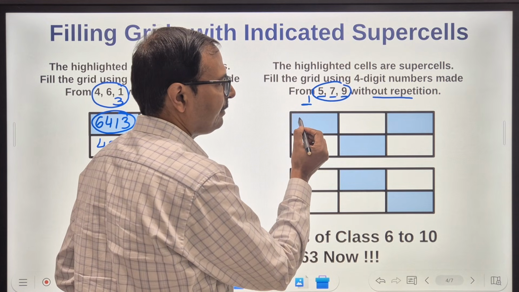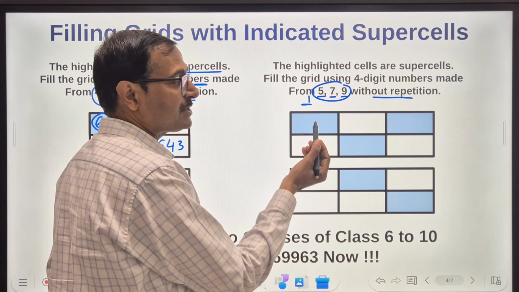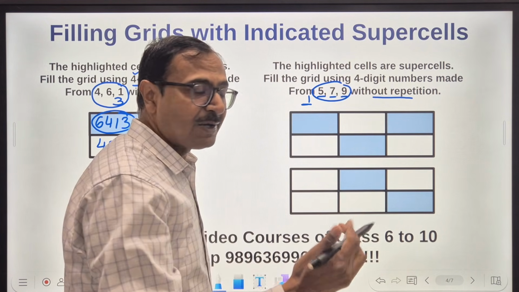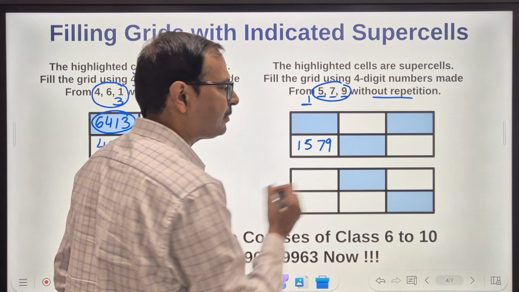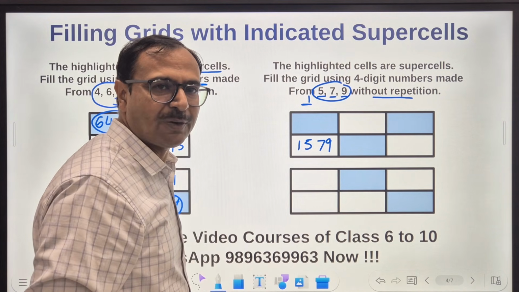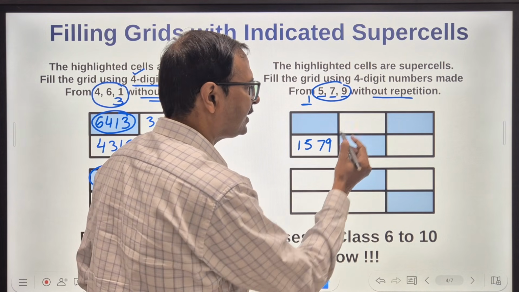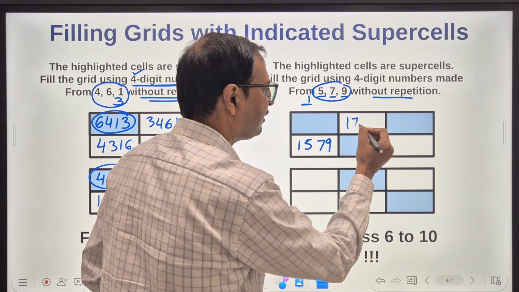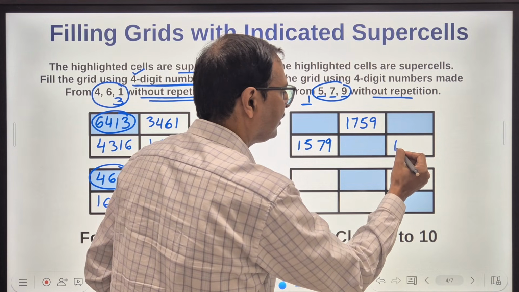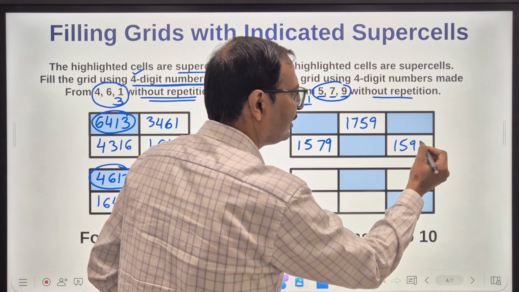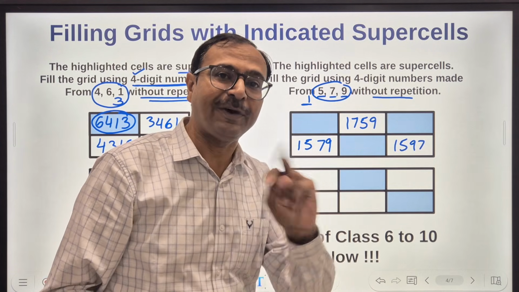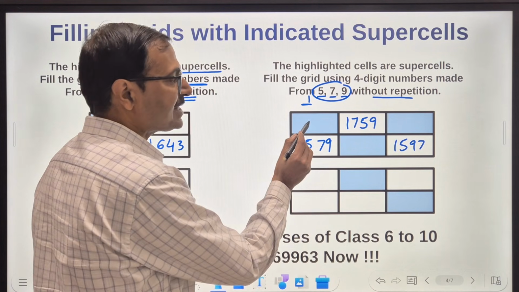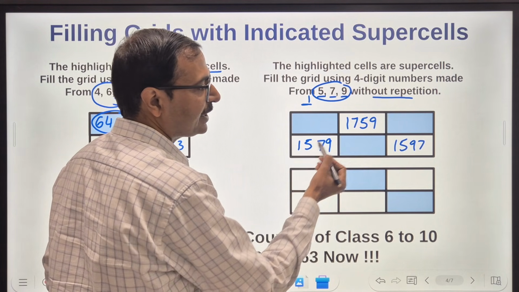So I will write maybe, see, the smallest numbers have to be non-supercells, right? So starting with 1, 1, 5, 7, 9 is the smallest number. So this will never be a supercell now. And likewise, you can rotate the digits and write 1, 7, 5, 9 here or 1, 5, 9, 7 here. Now all these numbers are not going to be supercells because I started my number with 1 only. But if this has to be a supercell, it has to be greater than these two.